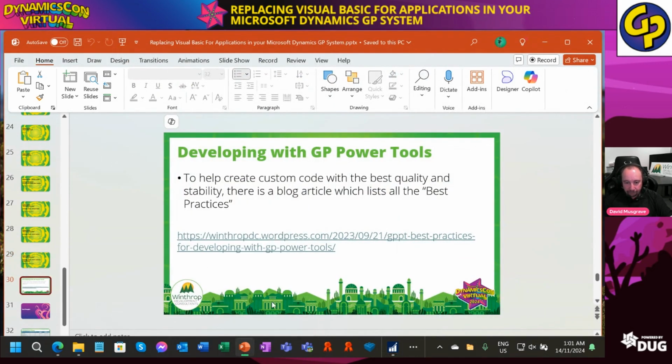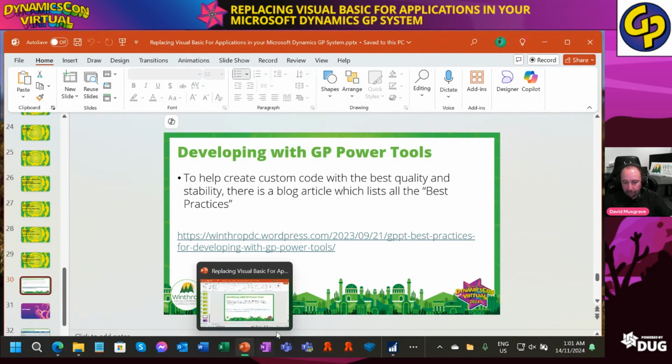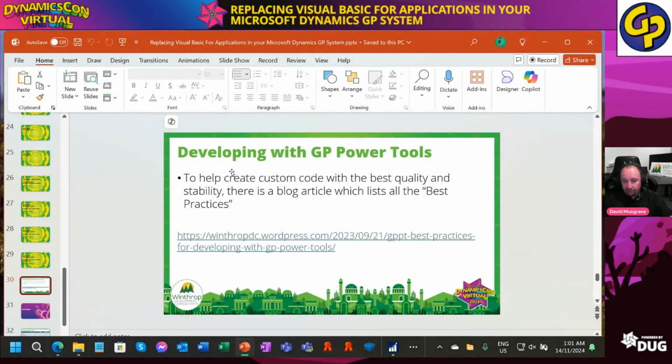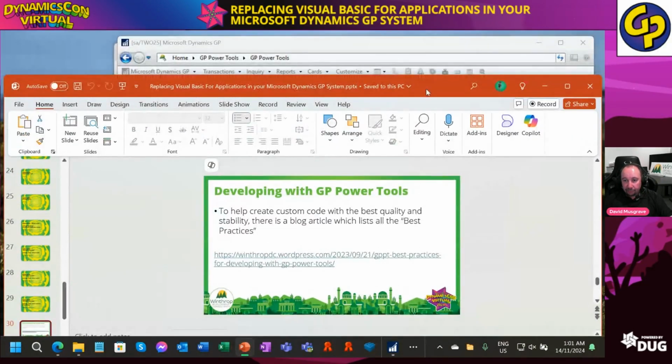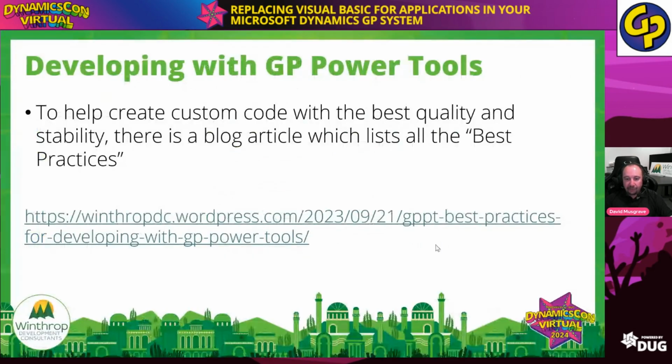When you're developing with Power Tools, if you are going to use Power Tools as your solution, there are some best practices that you can use. The toolbar should be disappearing, but it's not. Go away, toolbar. Okay, we'll do it this way. This article takes you through some of the best practices. It's a living document, so I'll be updating it as we go along.